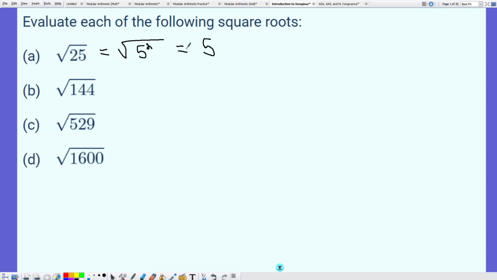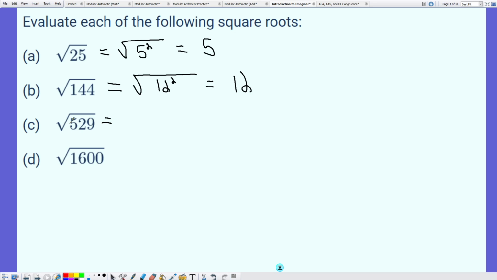So, continuing on, we have the square root of 144. Now, we might already know what the answer is, but just to be thorough, we can determine that 144 is the same thing as 12 squared. And the square root of 12 squared is just 12. But now we have some larger values, like the square root of 529.